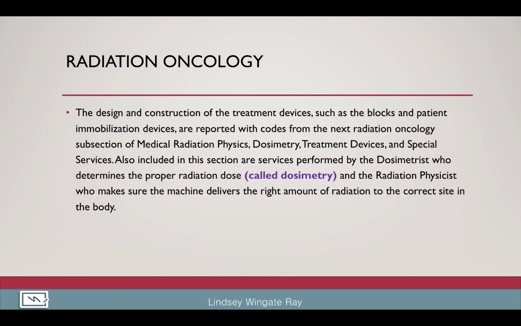The design and construction of the treatment devices, such as blocks and patient immobilization devices, are reported with codes from the next radiation oncology section of medical radiation physics, dosimetry, treatment devices, and special services. Also included in this section are services performed by the dosimetrist, who determines the proper radiation dose, called dosimetry, and the radiation physicist, who makes sure that the machine delivers the right amount of radiation to the correct site in the body.